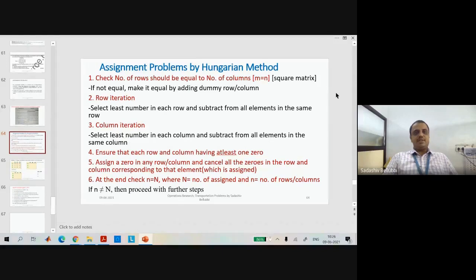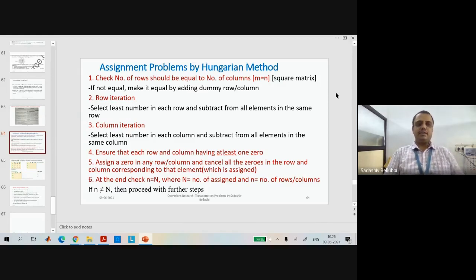Given the problem, check whether the number of rows is equal to the number of columns or not, that is m equal to n. Or else directly we can say, if the given matrix is a square matrix, then we can solve this problem clearly. Sometimes it may not be equal.